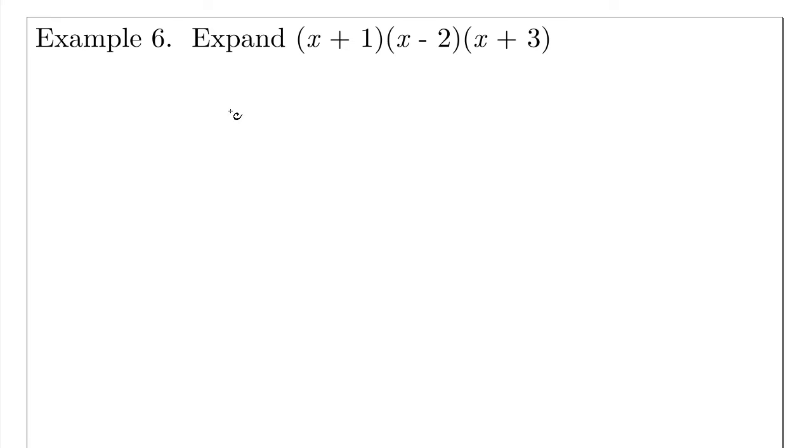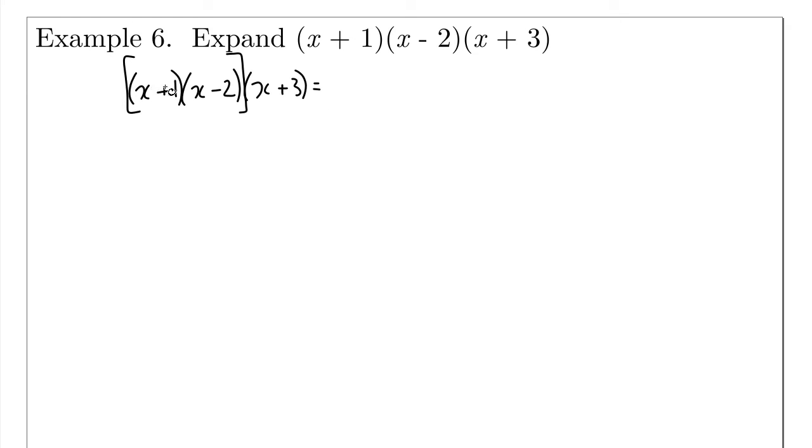And finally, example 6, we need to expand three brackets multiplied together, x plus 1 in the first bracket, x minus 2 in the second bracket, and x plus 3 in the third bracket. What you need to do when expanding these three brackets is to first consider two of the brackets by themselves, expand these two in the same manner we've done in example 4 and 5, and then once you've done that, you then expand by the third bracket.